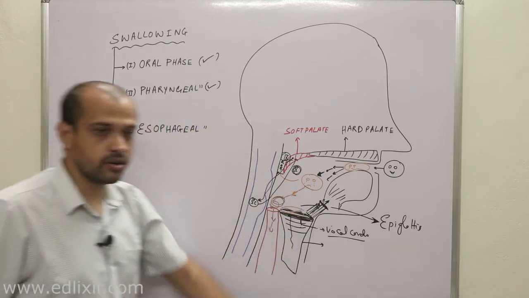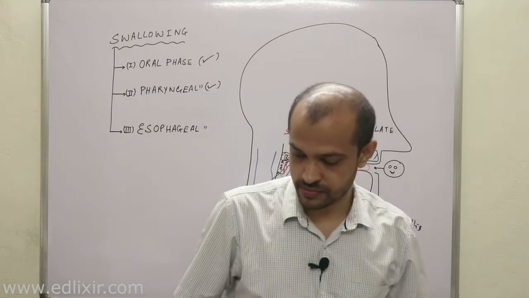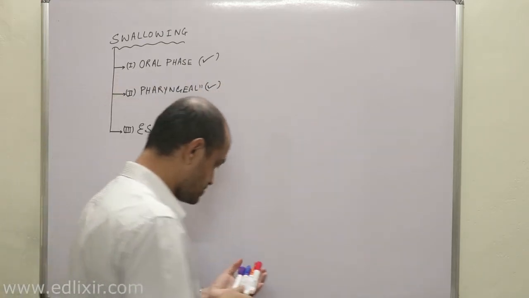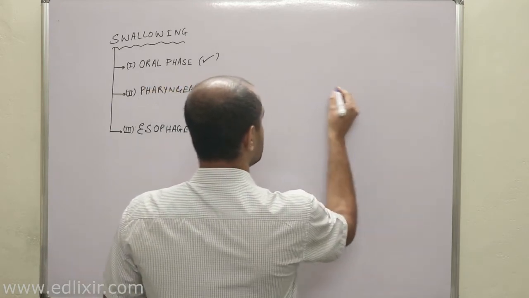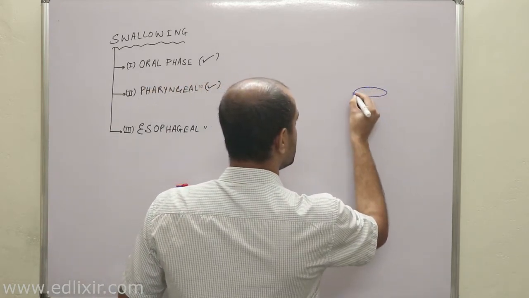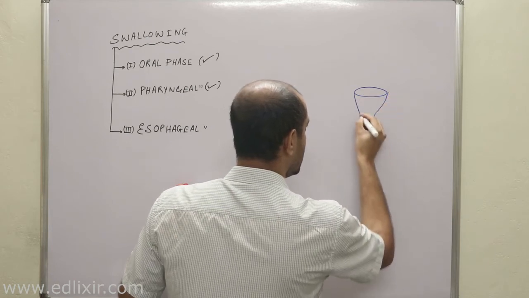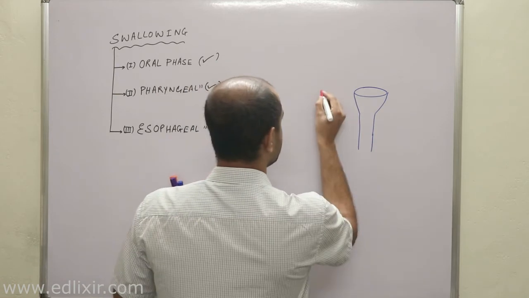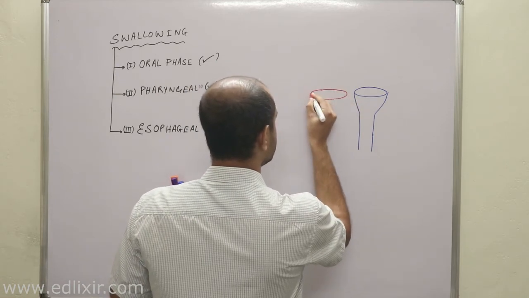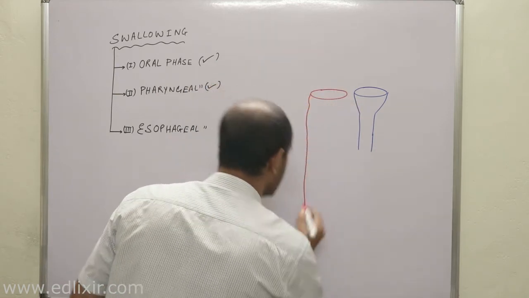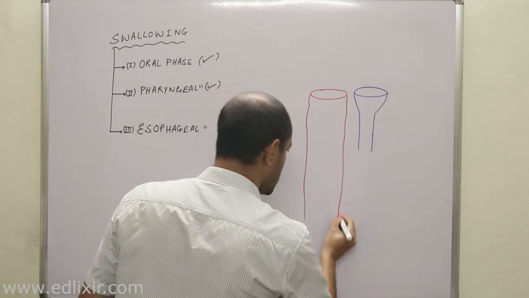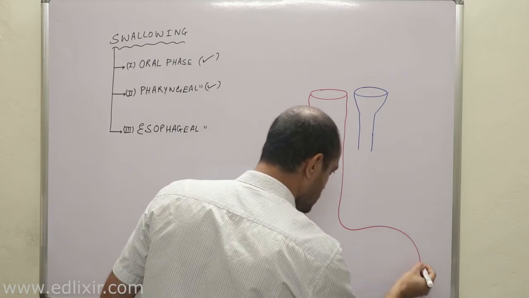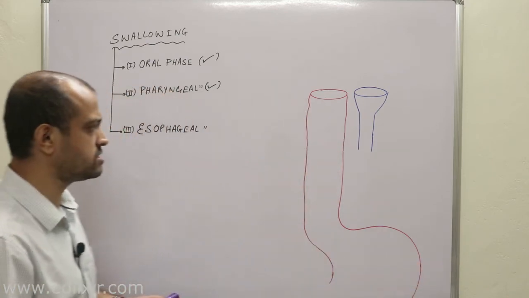Now we will be talking about the esophageal phase. Suppose this is your trachea, and this is your esophagus. Now this esophagus leads to what? Stomach, right? Stomach. Now listen with all your attention.